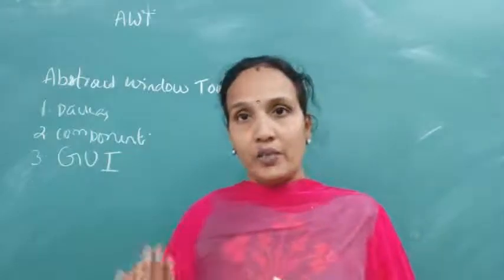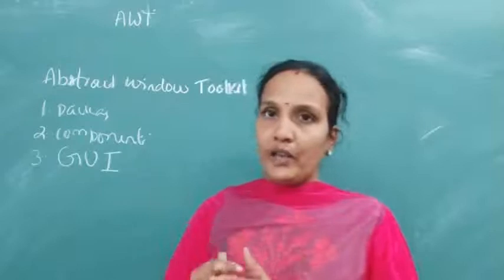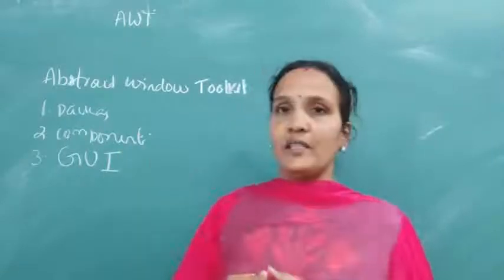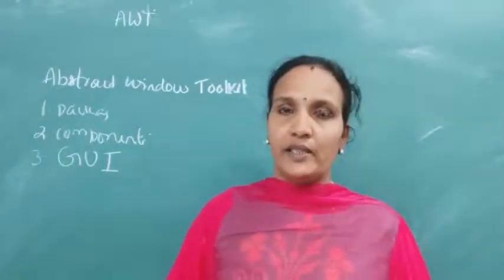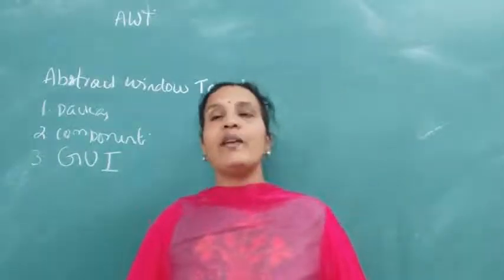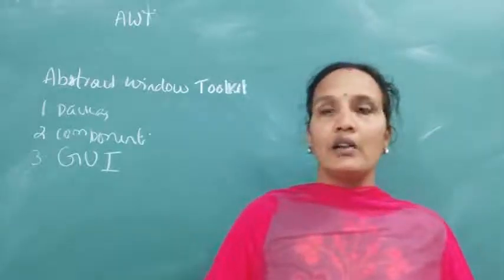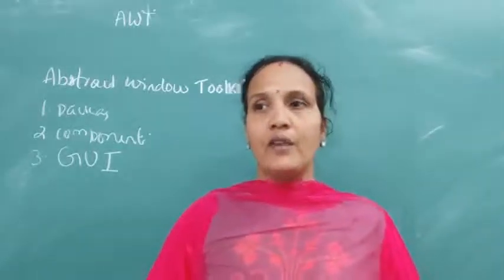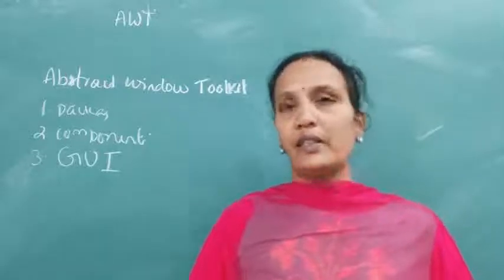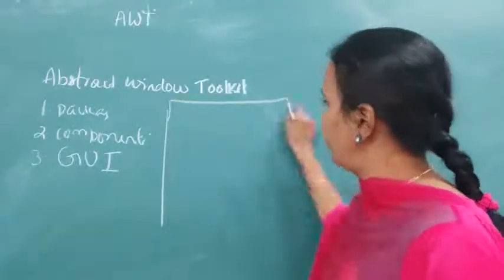Classes contain objects. Objects contain methods. So AWT is a package which contains different components. With those components, we can create web page applications using a graphical user interface. For graphical user interface, here I'll give you one example. I'm creating an online application form.